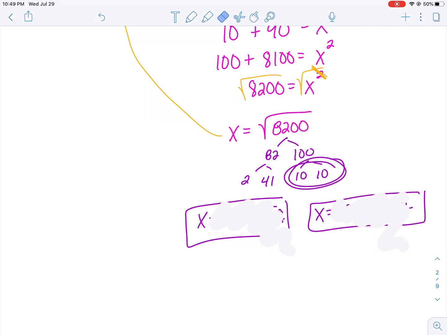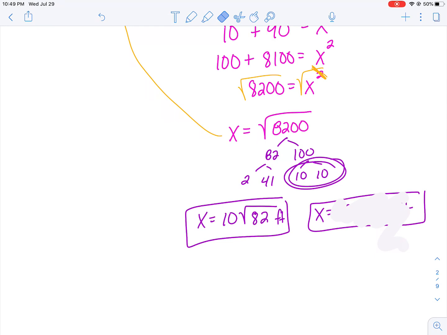But I noticed that I had a pair of 10s that can come outside. That meant that I had a 2 and a 41 left inside. When we multiply them together, we get 82. So my exact answer, how far that catcher would have to throw it to first base, would be 10 times the square root of 82 feet.